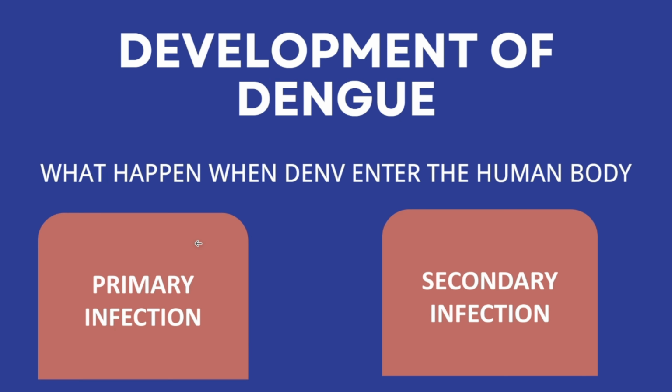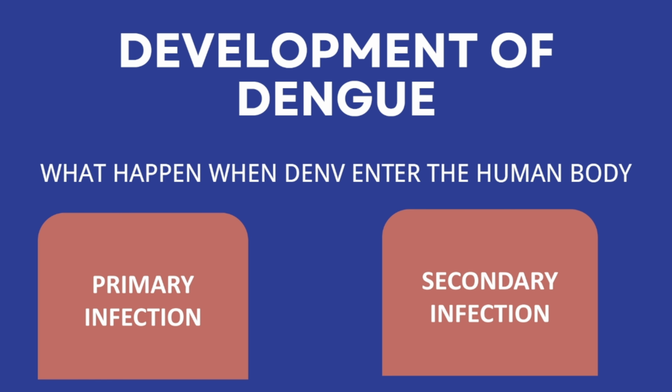So after your virus enters your body, what is happening? As I mentioned, it will bind to the host cell, which for dengue virus is normally the white blood cell. It will multiply and reproduce there to produce more and more dengue virus and infect more and more white blood cells. Normally it will cause your lymph node and spleen to become swollen. The development of dengue normally involves primary infection and secondary infection.